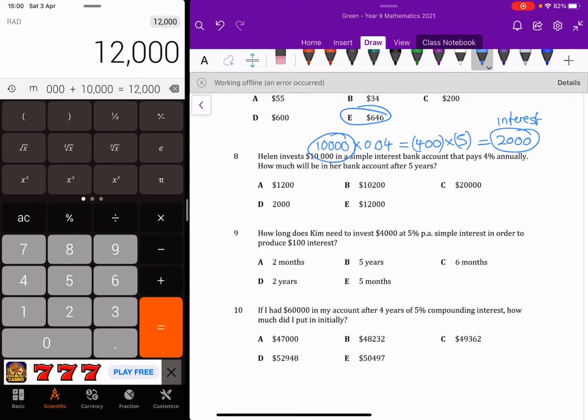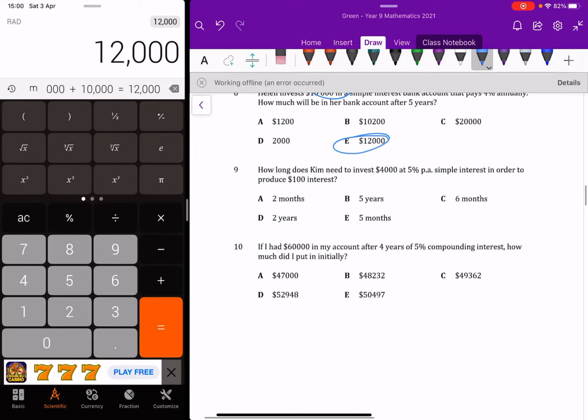There we go, $12,000. Oh dear, look at this. This is why I'm always checking. There it is, not 1,200.